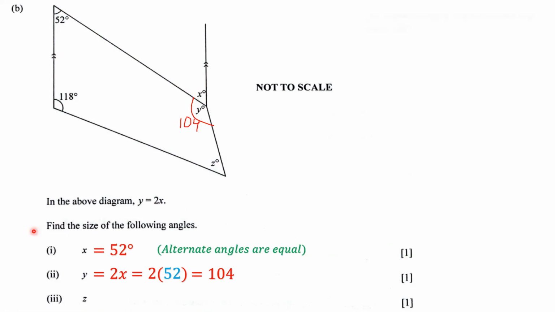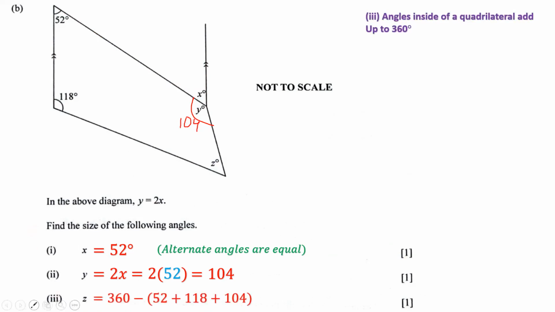that rule. So in order to figure out what z is, all we need to do is take 360 and subtract 52 plus 118 plus 104. So we add what we have, the 52, the 118, the 104, and we subtract it from 360, and that should give us what z is. We have 360 minus 274, and we got the 274 by adding up all of these numbers. And so 360 minus 274 is going to be 86. And so that means that z is equal to 86.